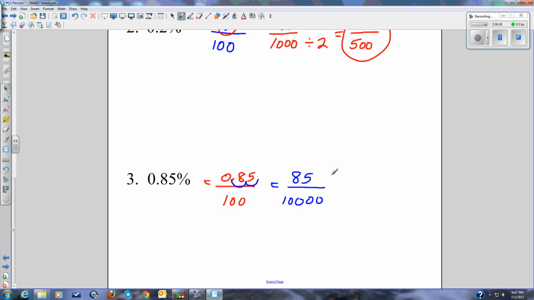Now we want to reduce this. So we can divide the numerator and the denominator by 5. 85 divided by 5 gives us 17. And 10,000 divided by 5 gives us 2,000. So we end up with 17 over 2,000.